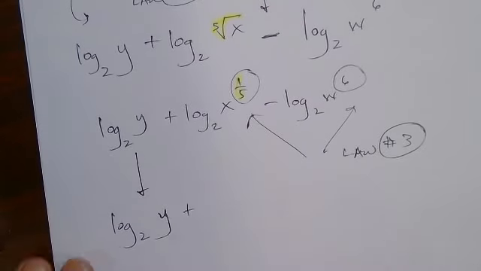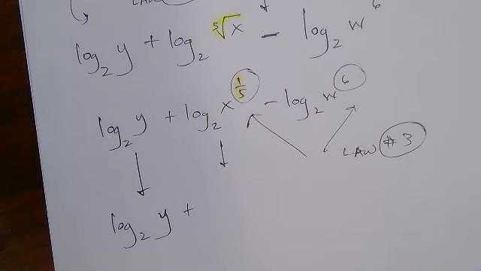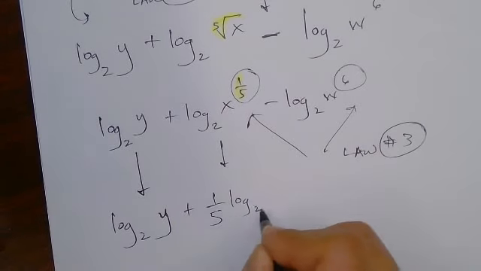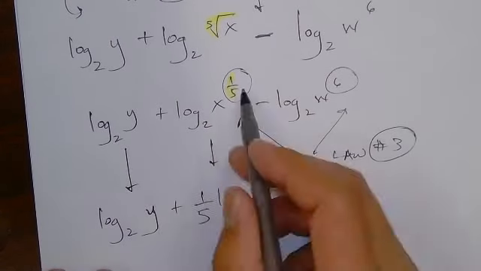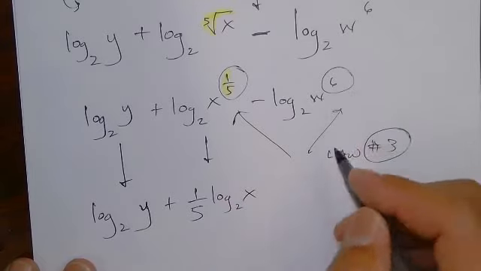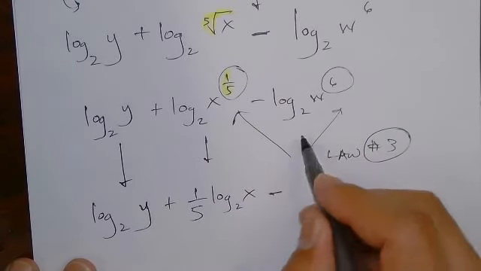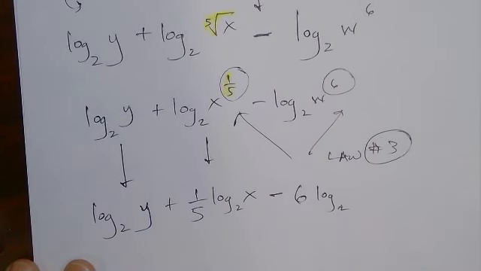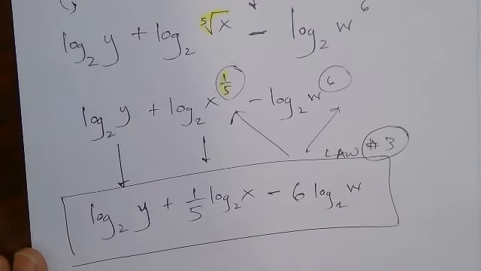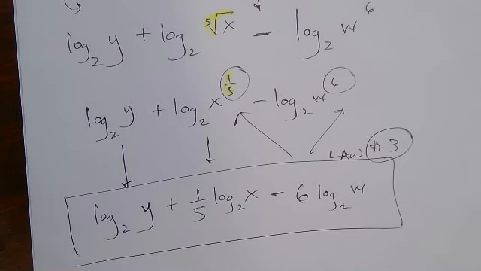Here's your final expansion. Log 2 y for this first one. There was no exponent, so it just stayed like that. Plus, what's this one going to be? 1/5 log 2 x. All right, the 1/5 drops down. And then what? Minus what? Oh yeah, 6. You have to drop it down. 6 log 2 w. That's what's going on with this work here.